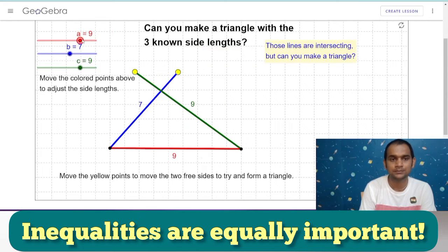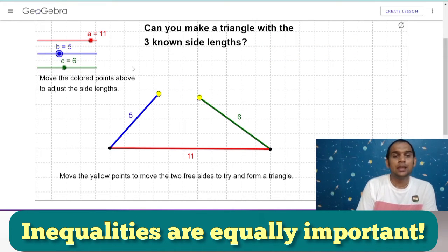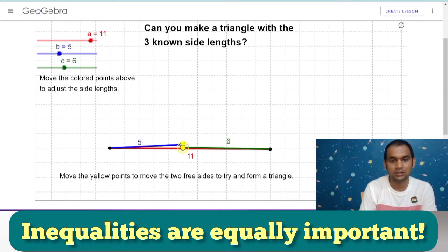Now what will I do? I'll keep the 12 as it is. I will decrease B and C. A, B, C are the lengths of the sides. Now when we try to make the triangle, it is not possible. It is nowhere possible that I can make a triangle. If I go down, we cannot make a triangle. They are not overlapping at all. Are you able to observe? They are only overlapping on the line. What if I make it a little bit bigger?